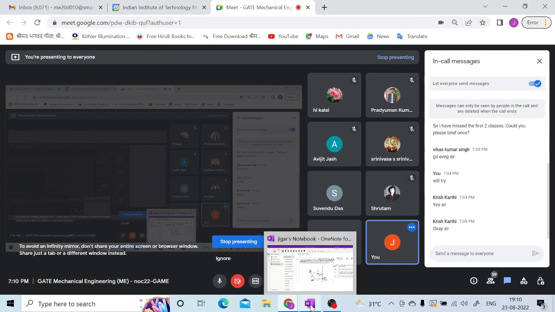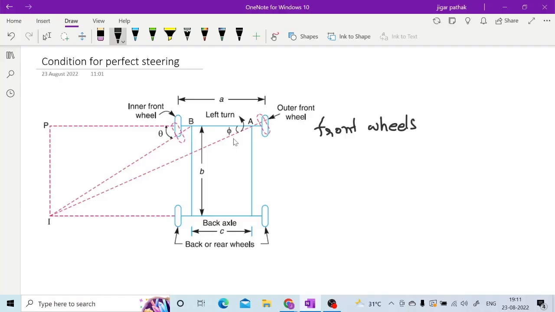steering mechanism provided. So whenever this particular wheel is going to take a turn, both wheels are going to make a certain angle, as mentioned, inner wheel and outer wheel, theta and phi. So when we are taking a left turn, this can be considered the inner wheel and this the outer wheel. The inner wheel is making an angle of theta and the outer wheel is making an angle of phi. So why we are deriving this condition for perfect steering is, whenever a vehicle is taking a turn, it must be done without skidding, right?